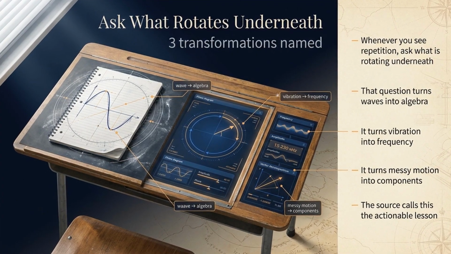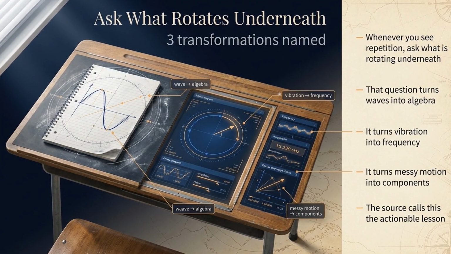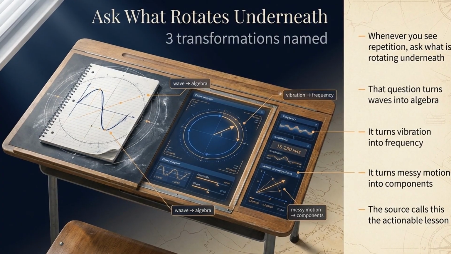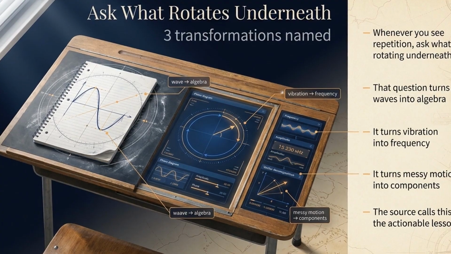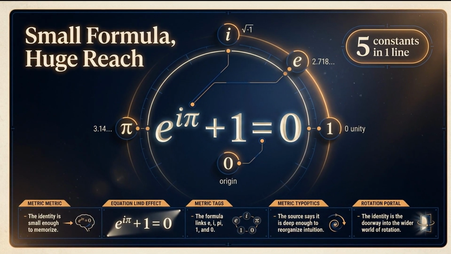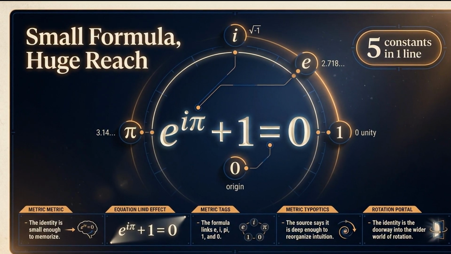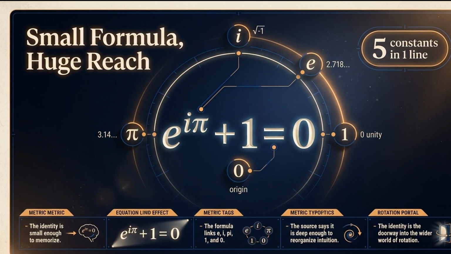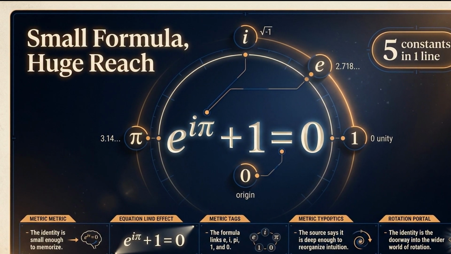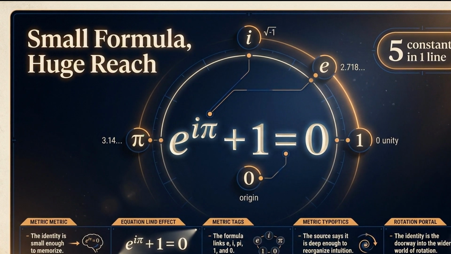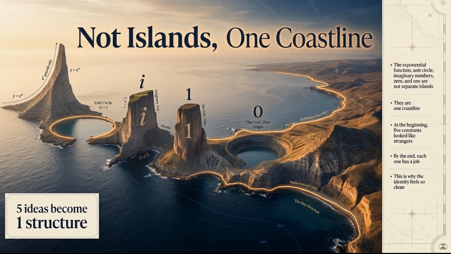So, the practical lesson is simple. Whenever you see repetition, ask, what is rotating underneath this? That question turns waves into algebra. It turns vibration into frequency. It turns messy motion into components. It is the useful version of the beauty. The identity itself is small enough to memorize. e to the i pi plus 1 equals 0, but the idea behind it is much larger. The exponential function, the unit circle, imaginary numbers, 0 and 1 are not separate islands, they are one coastline.